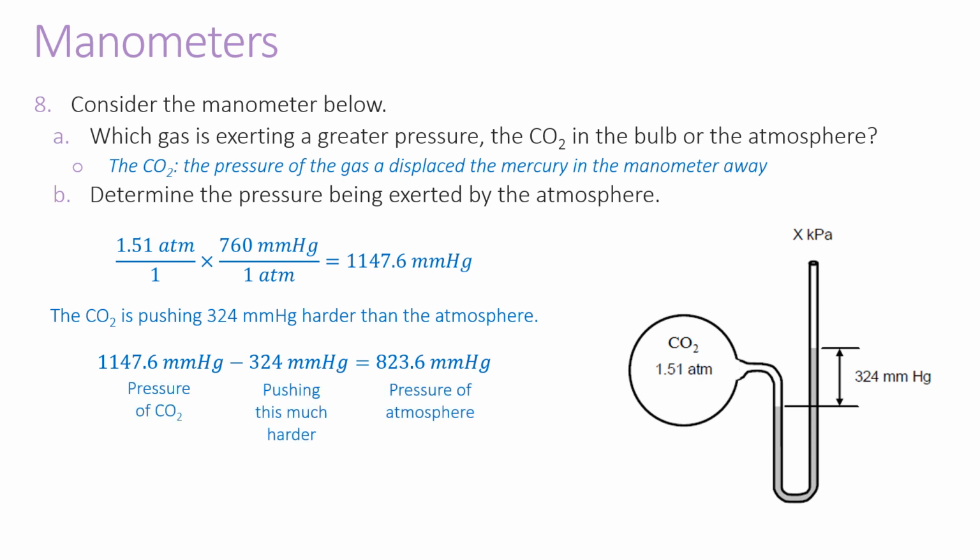So the pressure of the carbon dioxide, we have to subtract out because the carbon dioxide is pushing harder than the atmosphere to get the pressure of the atmosphere. And if you notice in the picture, it says X kPa, meaning that we want the pressure in kilopascals. So I'm just going to go ahead and convert the 823.6 millimeters of mercury into kilopascals.